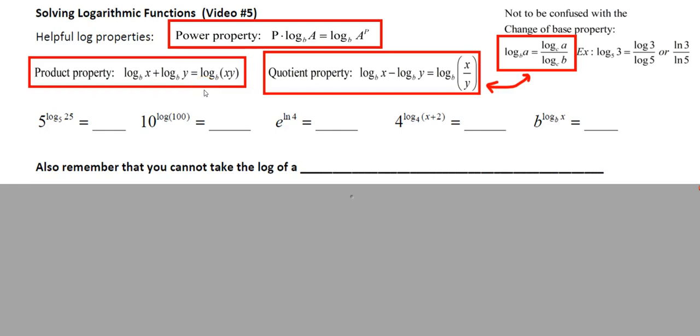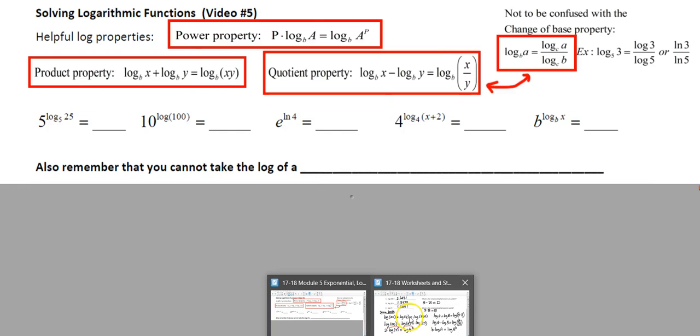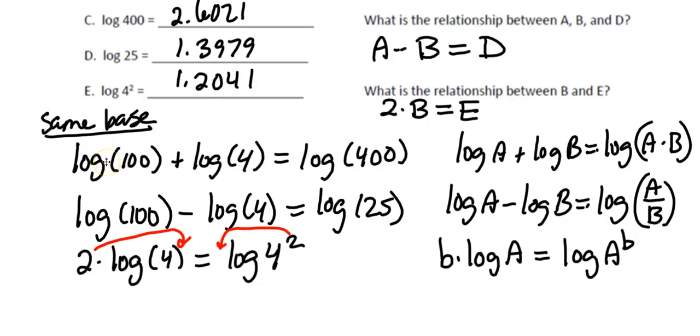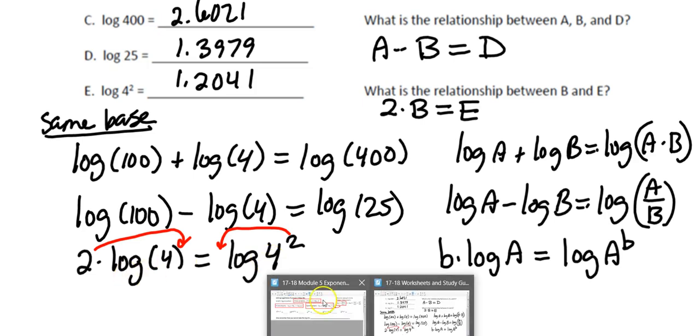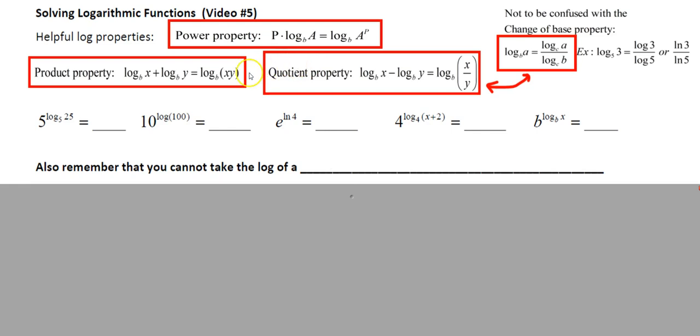Before we start solving some logarithmic functions, let's recall some properties that will be helpful. Remember, we had a homework where we looked at some different values of logs and noticed that when we add two logs together, it was the log of the product. When we subtracted two logs, it was the log of the quotient, and we also saw that we could take an exponent on and off of a log like this, and they were equivalent to each other. So let's take a look at a more formal statement of those properties.